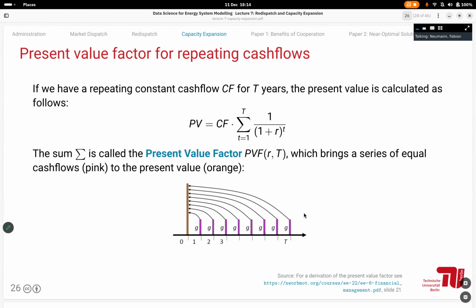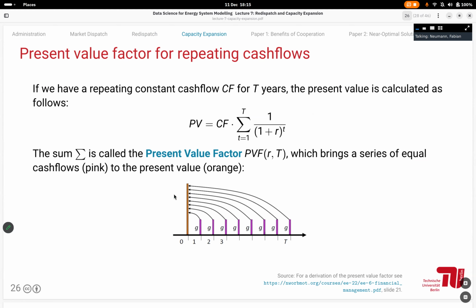And what you then have as a special case, for example, if you expect a constant cash flow for your asset over T years, you calculate the so-called present value factor. You have the same nominal income over T years, and you want to look at what that is worth from today's perspective. You accumulate all of that, and for each of the years you discount separately. So you bring a series of equal annual payments to a present value.